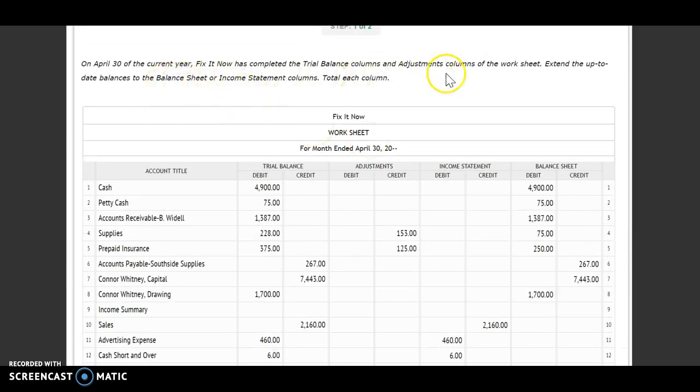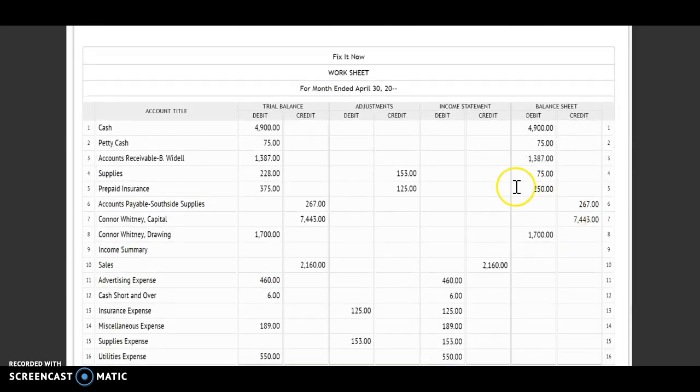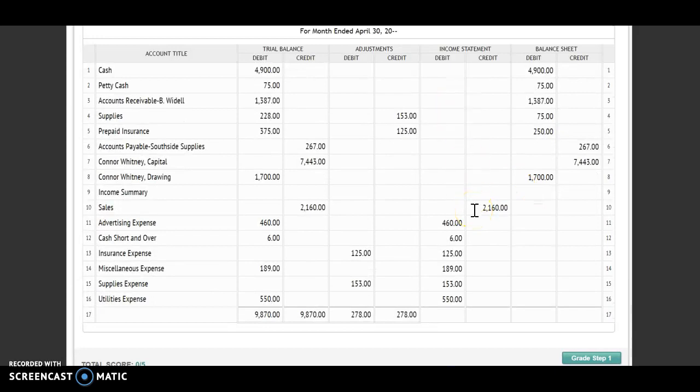It does say too that we need to total each column. So we're going to start with our income statement debit column. Get out your calculator if you don't have it out. I'm going to add up my debit column on my income statement. Okay, my balance that I got here is a debit of $1,483. My credit balance is easy to add up. I simply have $2,160.